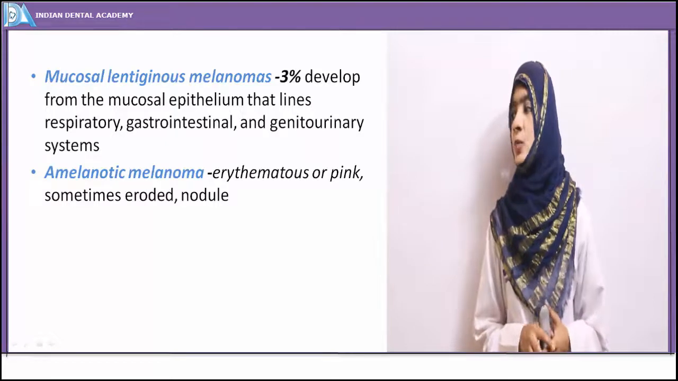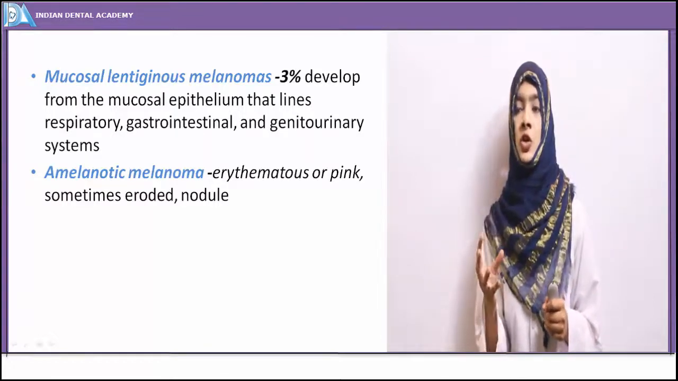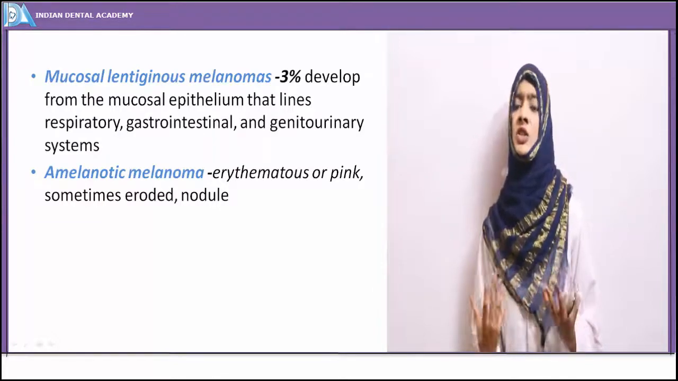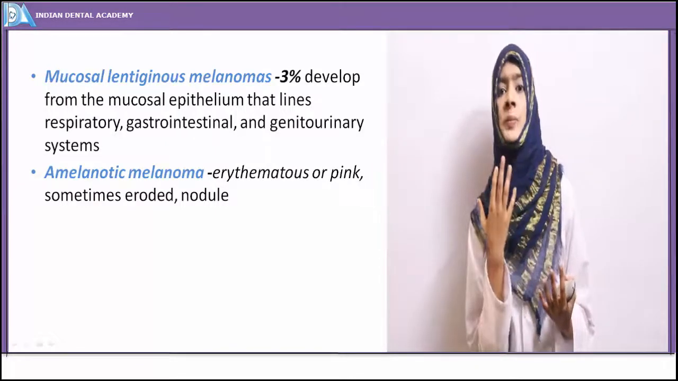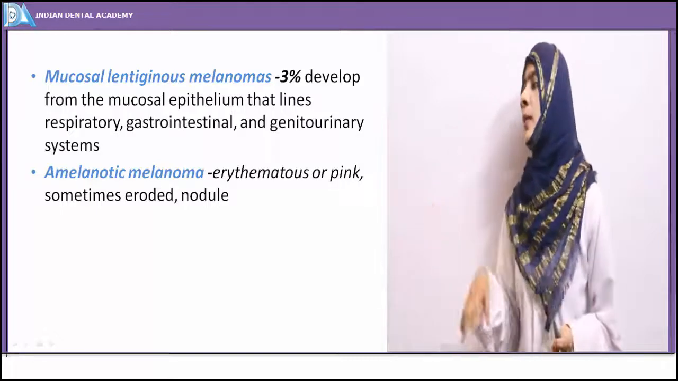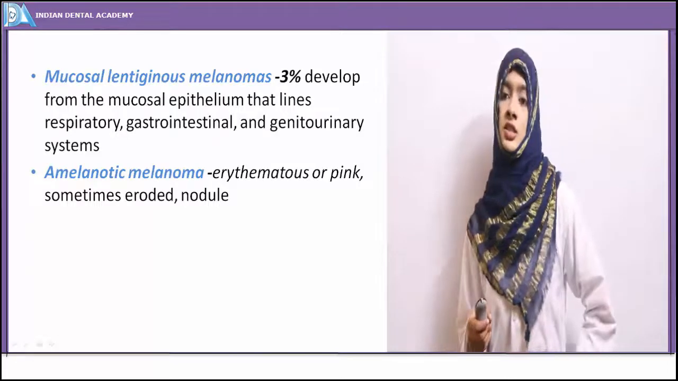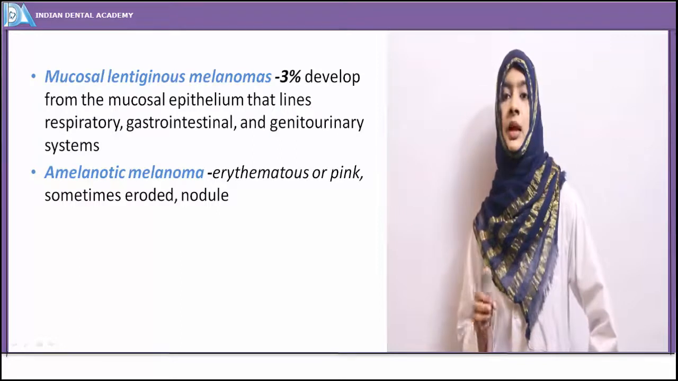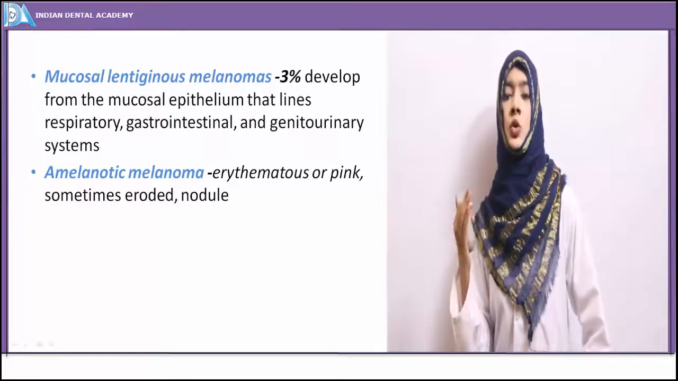Mucosal lentiginous melanoma, as the name indicates, is the occurrence of melanoma, discoloration or nodular lesions on the mucosal surfaces of the oral cavity, pharynx, gastrointestinal tract, esophagus, even the pharyngeal pillars, facial pillars, the mucosal linings of epithelium anywhere. Even the respiratory, gastrointestinal and genitourinary systems, so it can be detected on endoscopy. Amelanotic melanoma is nothing but the appearance of an erythematous or pink nodule which sometimes shows erosion.